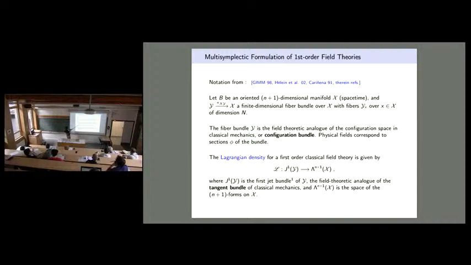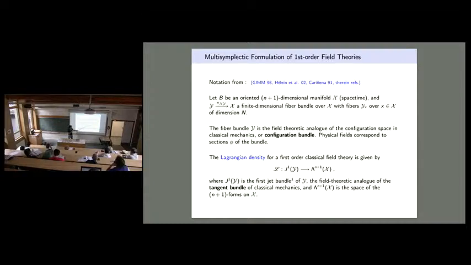So Y is the analog, basically, the configuration bundle now. This is just formalism, just to keep up with the formalism. And then I will have a Lagrangian density for my fields, which is defined on the jet prolongation, so on the equivalent of the tangent space of the fields, into some space of forms. The Lagrangian is the density, so this is standard.